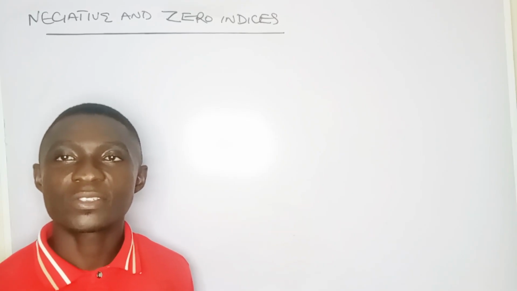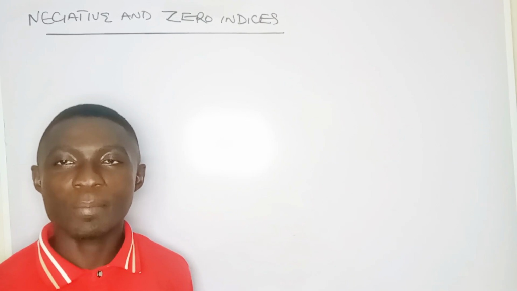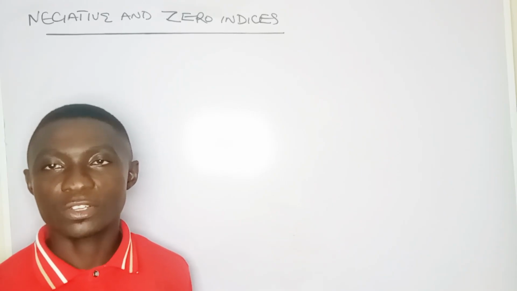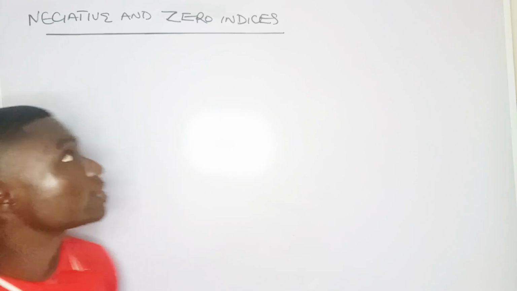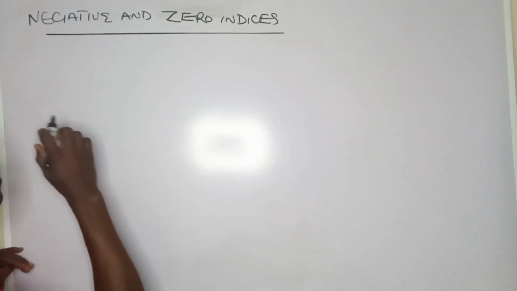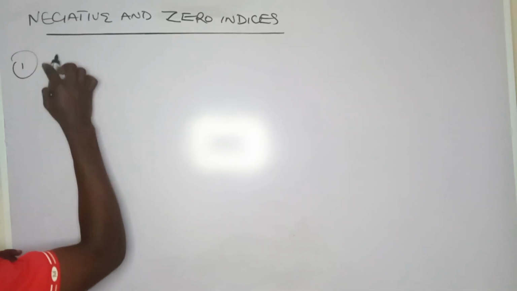So today we'll be considering the second part of laws of indices. We did consider the multiplication law and the subtraction law. So let's just see what we have for the negative law and zero law. Let's first of all take the zero law.